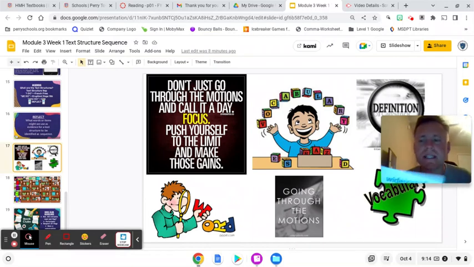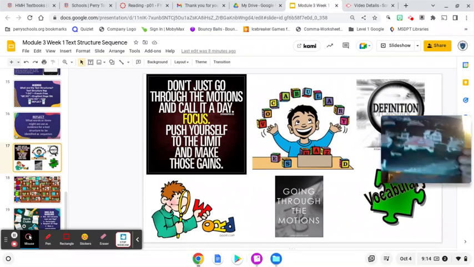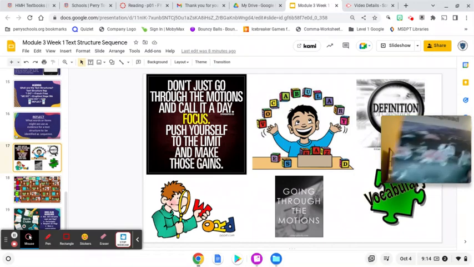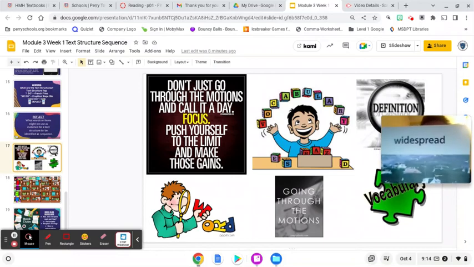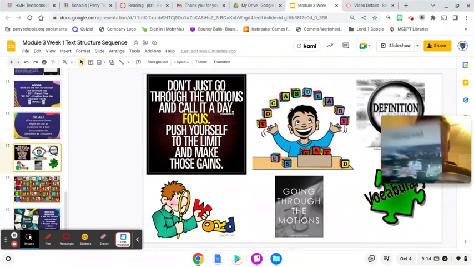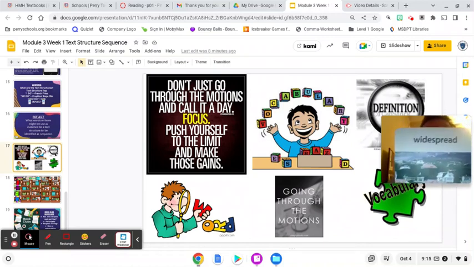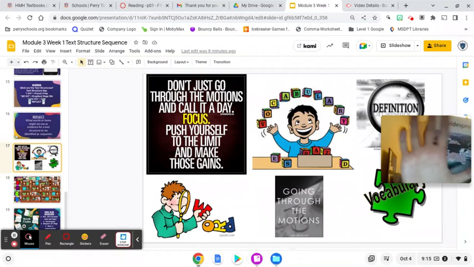Our last word today is widespread. So if a hurricane happens, there could be a widespread flood. So over a large area, okay? Widespread. Say the word widespread. Give me five.